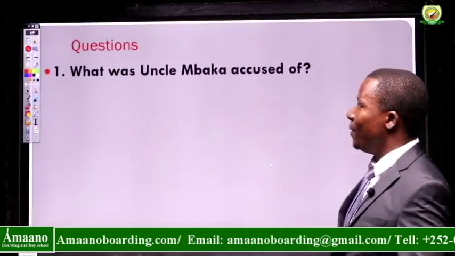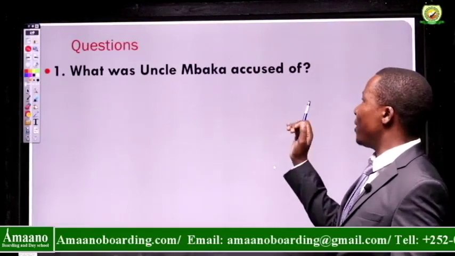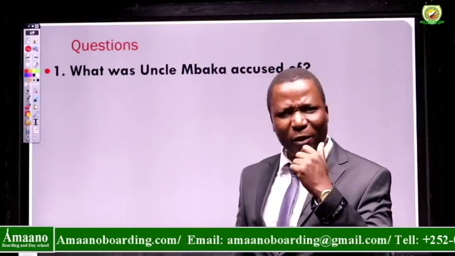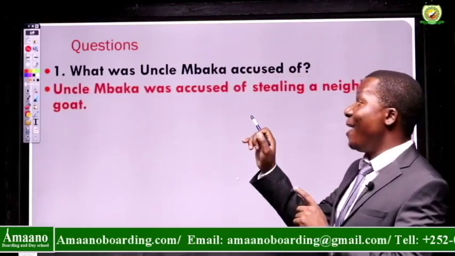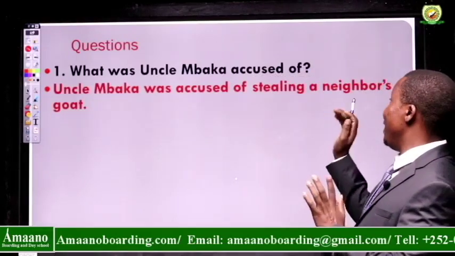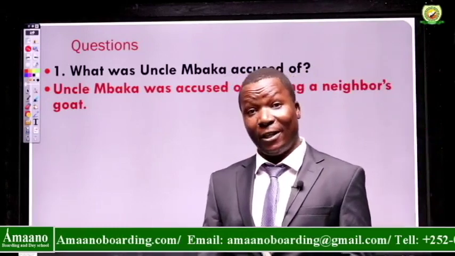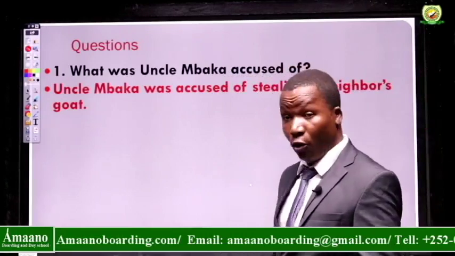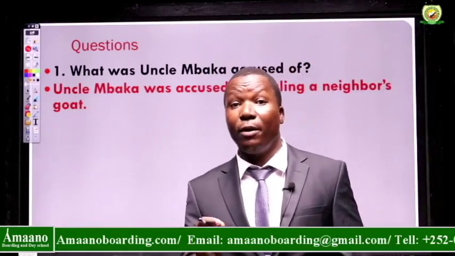Question number 1. What was Angombaka accused of? Think. What was he accused of? Look. Angombaka was accused of stealing a neighbor's goat. Goat, an animal. I'm not talking about coat, I'm talking about goat.